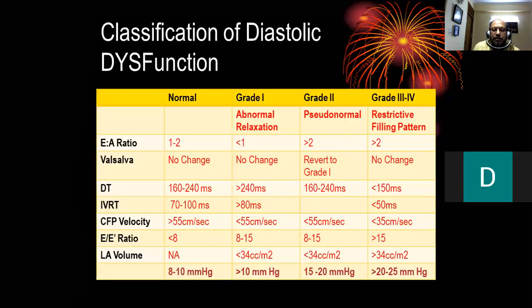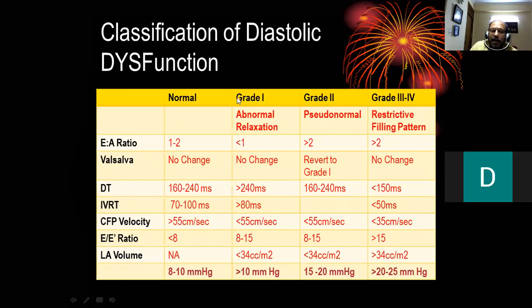And what it means to go back to the basic 4 is, here is a diagram for the basic 4. This is grade 1, grade 2, grade 3 and grade 4. E/A ratio more than 2 is always grade 2 or grade 3. Valsalva, if it reverts to abnormal relaxation, grade 2 or pseudo-normal. No change, grade 3. Deceleration time less than 150, always grade 3. IVRT less than 50 milliseconds. And then this E to E prime ratio or LA volume, which I taught you over there.